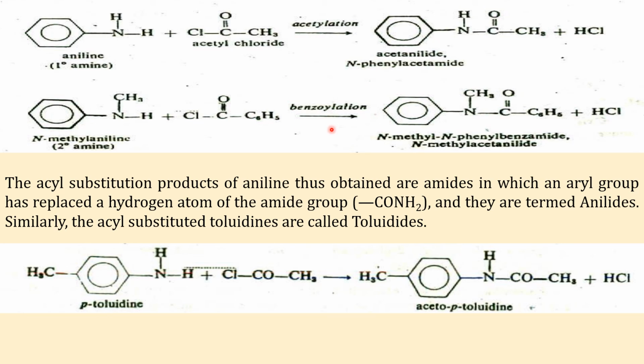benzoylation, okay, because here I am using benzoyl chloride, C6H5COCl, so that's why it is known as benzoylation. If I am using this CH3 acyl halide, okay, then it is known as acetylation. So you will get N-methyl-N-phenylbenzamide as your product. Similarly, HCl will be removed. Same thing. Suppose I have para-toluidine, I can do these things also. Okay, and I will get acetyl para-toluidine as a product.